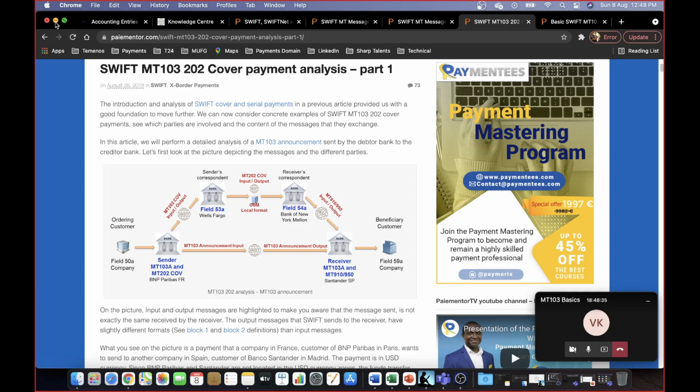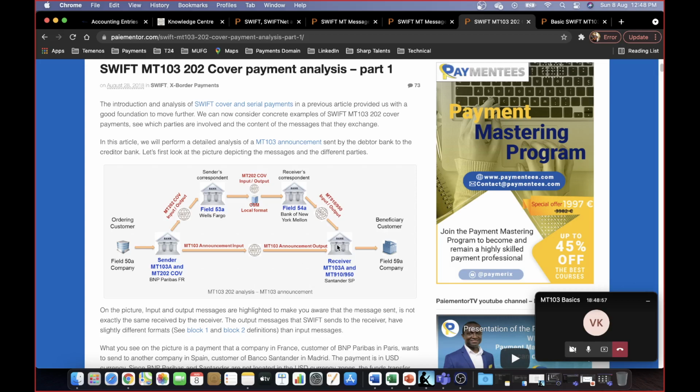But just to understand the serial method, simply put, the serial method is where the sender bank directly sends payment to a receiver bank, or it sends to the sender's correspondent, the receiver's correspondent, and then the receiver. So all the messages here are only SWIFT MT103.